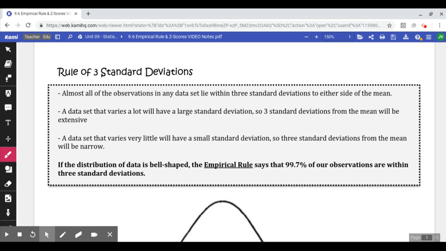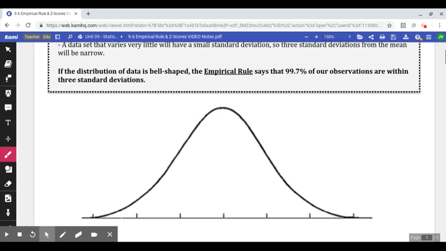Almost all the observations in any data set lie within three standard deviations to either side of the mean. Also, a data set that varies a lot will have a large standard deviation, and three standard deviations from the mean will be pretty extensive. A data set that varies very little will have a small standard deviation. So three standard deviations from the mean will be narrow or close to the mean. If the distribution of the data is bell-shaped, the empirical rule says 99.7% of our observations are within three standard deviations.